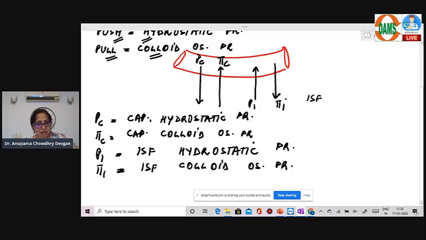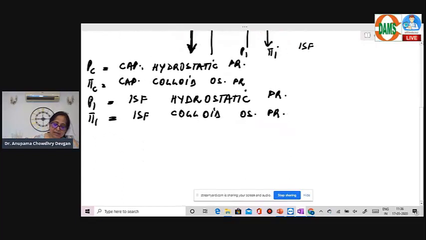Pi is the interstitial fluid hydrostatic pressure, which will push the fluid from the interstitium into the capillary, and pi I will pull the fluid back into the interstitium. Please remember here, PC is the largest force.